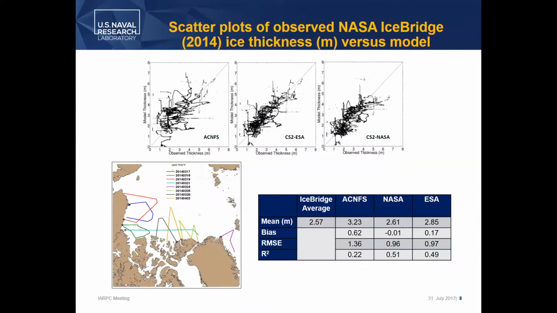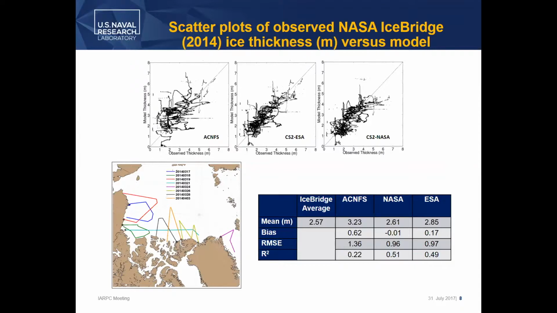Okay, now I'm on slide 8, and this is just showing you a model data comparison. On the upper left, that's Arctic cap versus IceBridge. In the middle, that's the ESA product, and on the far right, that's a NASA product. And we're comparing against 8 transects from the NASA IceBridge data from 2014, and it's going to be hard for anyone to read those dates, but they run from March 17th through April 3rd, and they're color-coded by the day that those flights were flown.